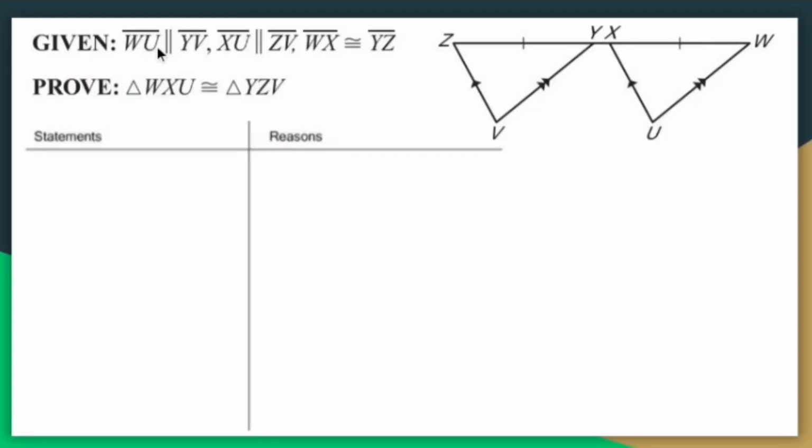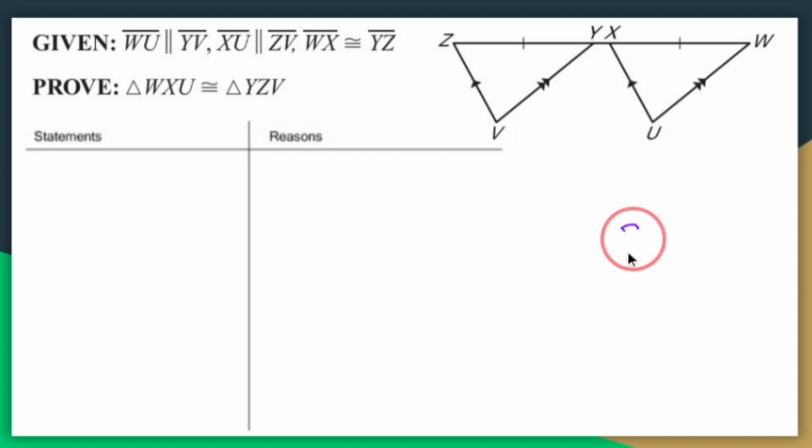Given WU is parallel to YV, XU is parallel to ZV, and WX is congruent to YZ, prove these two guys are congruent.